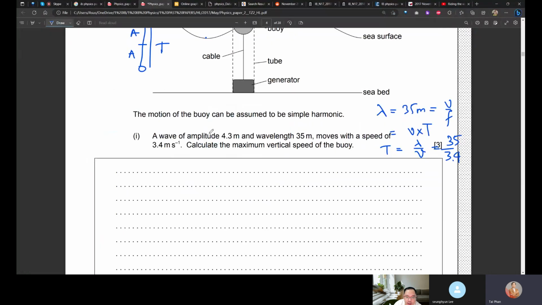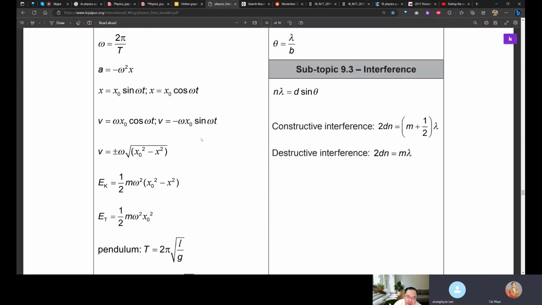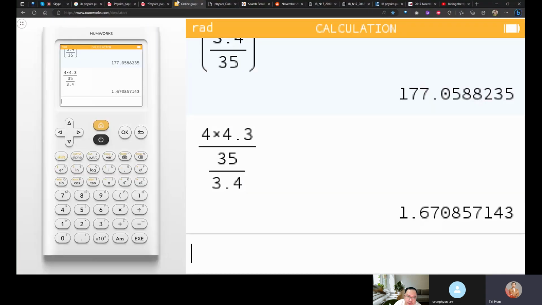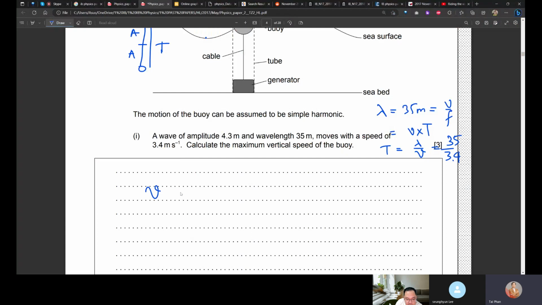The question is maximum speed. The maximum speed is when the value of the sine function is 1, because the sine function varies from a minimum value of -1 to a maximum value of +1. A sine function cannot have a value greater than 1, and therefore this speed is maximum when sine of omega t is 1. Meaning the maximum speed is determined by omega times x0. Ignore the negative sign. Just write that formula: v is omega times x0. x0 is the amplitude, 4.3 meter here.